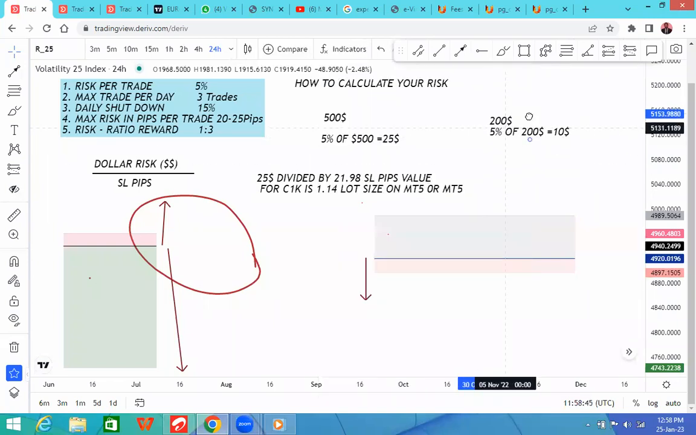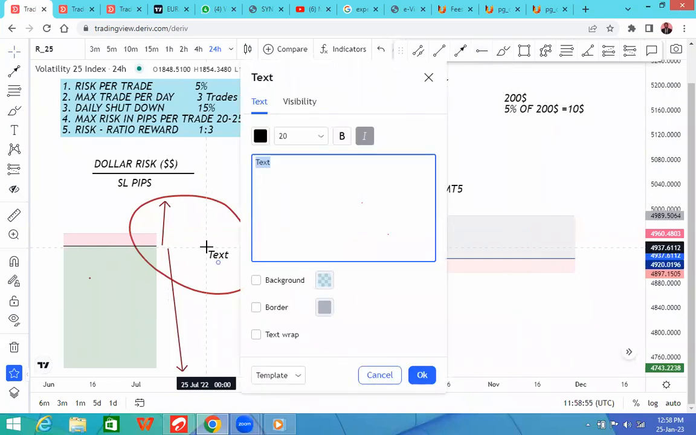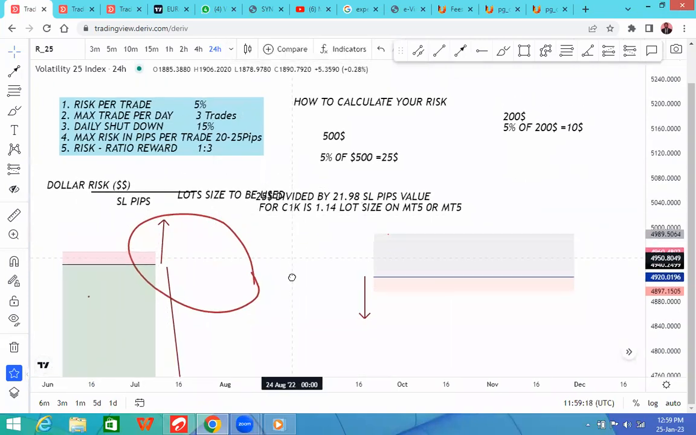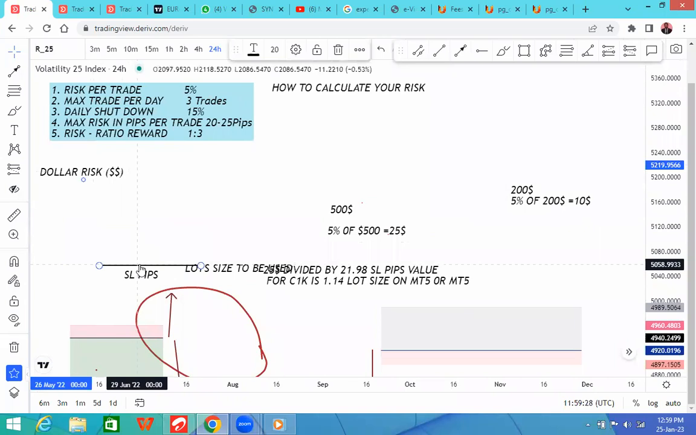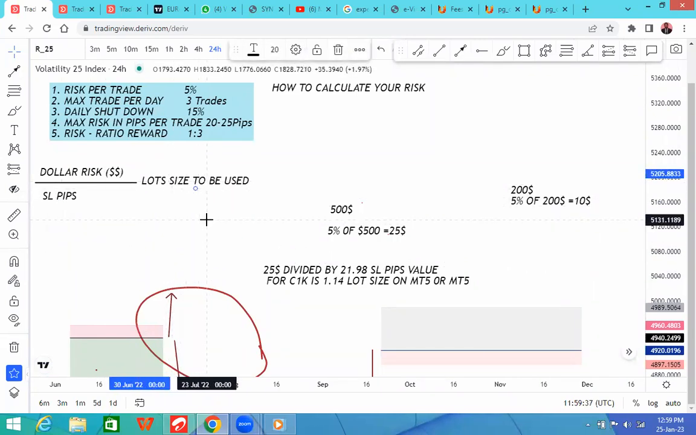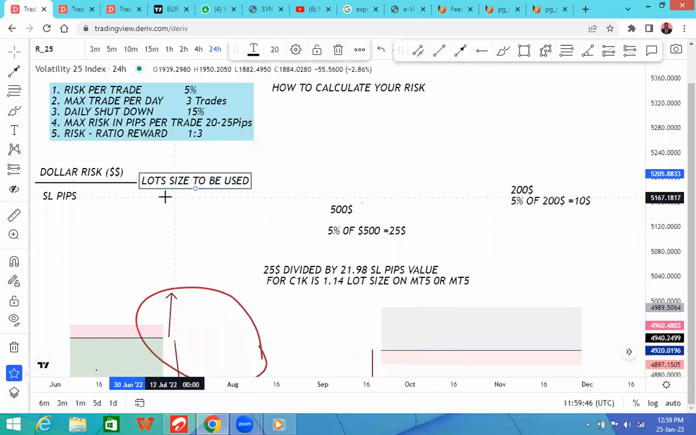So let me put this here. The formula is not complete until we have something like this: your dollar risk divided by the stop loss pips is equal to the lot size to be used. I believe we understand that. Equals to the lot size to be used. So I think I can remove all of this.